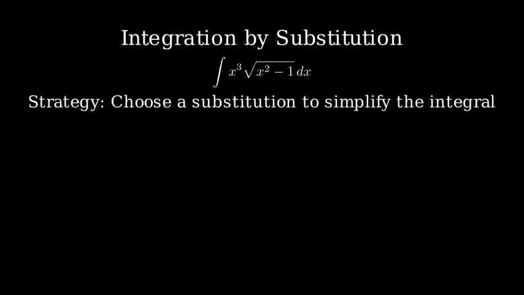For this problem, a good substitution choice would be u equals x squared minus 1. Why? Because this makes our integral in terms of u easier to handle, especially the square root term. Let's explore how this choice helps.